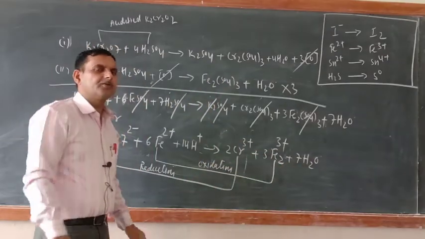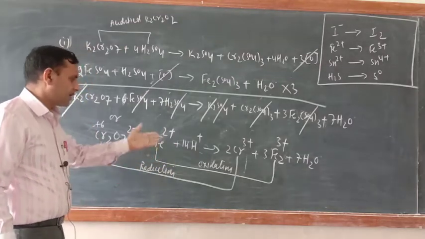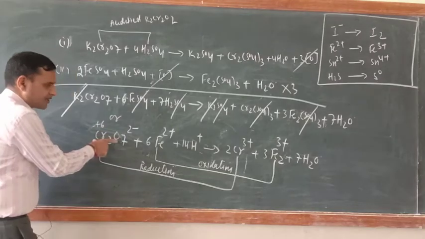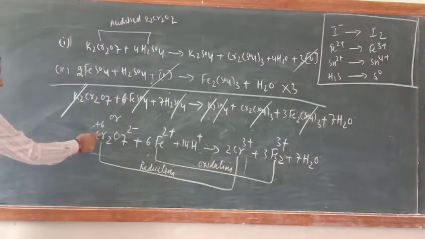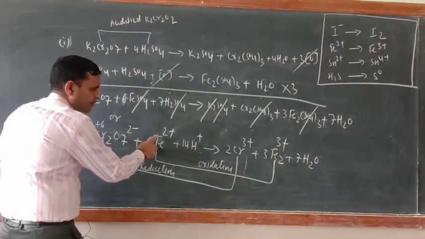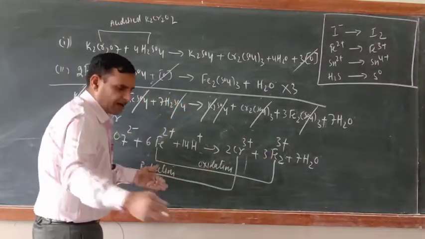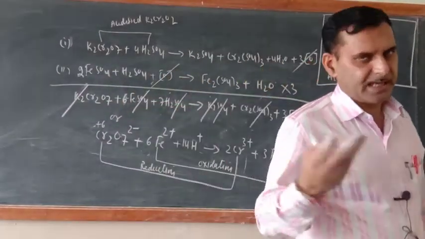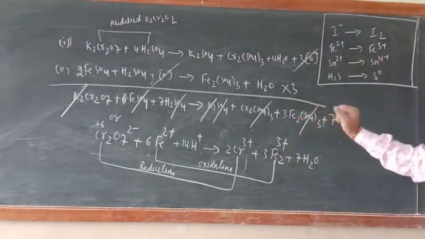Last year I taught you balancing of redox reactions by the ion electron method. That can also be done. 6 electrons will be added in the case of chromium. First you split this into two half cells. This one and this one will be the reduction half cell. This one and this one will be the oxidation half cell. Correct or not? One by one you balance. Then for balancing of charge, electrons and H positive ions are added like that. So this is also completed.